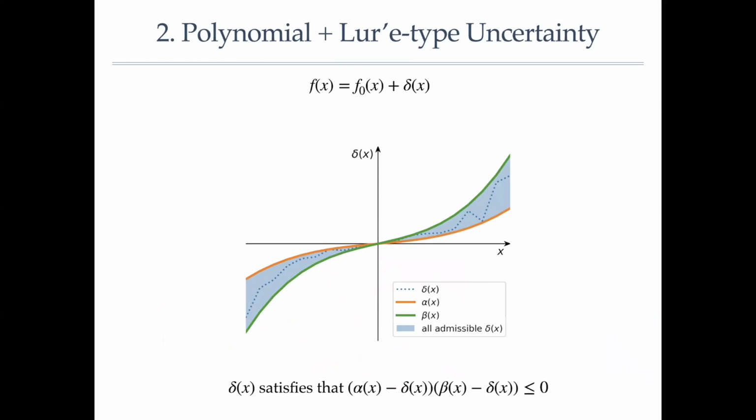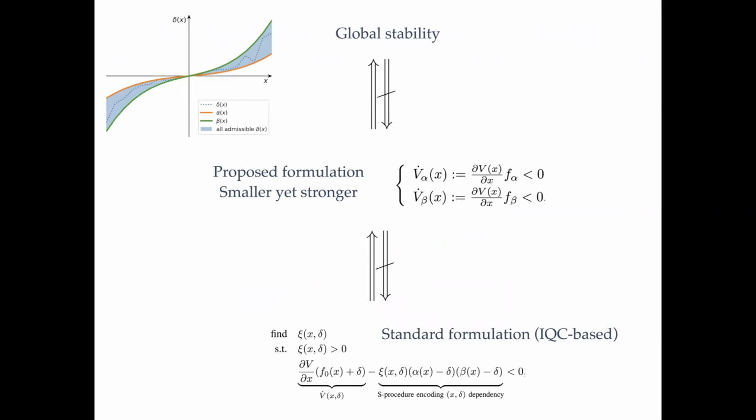Now we move on to the second class of systems where the dynamics is a nominal polynomial f0 of x plus a Lur'e type uncertainty delta of x, which satisfies this inequality constraint. Or more visually, this uncertainty delta is sandwiched in between 2 boundaries, alpha of x and beta of x, both of which are assumed to be polynomials. So the standard approach for analyzing such systems relies on an IQC type argument and introduces auxiliary indeterminates to encode the uncertainty. This is in addition to the auxiliary multipliers used to encode the sublevel sets that we saw earlier in the polynomial case. So to isolate those 2 issues, we highlight our formulation in global analysis.